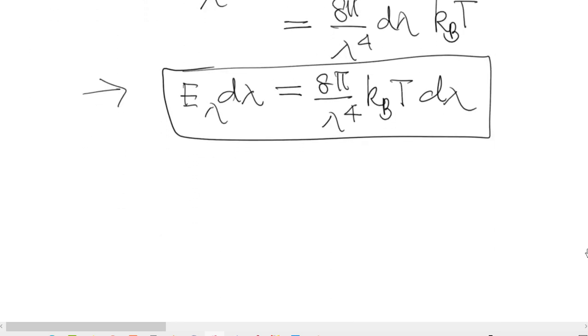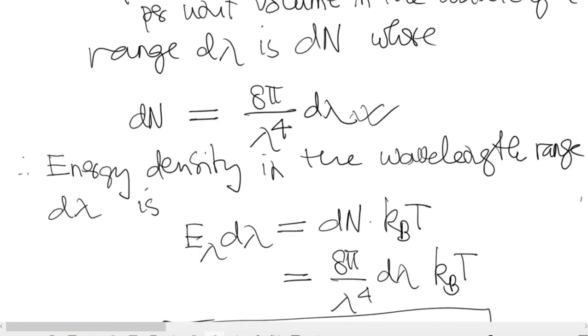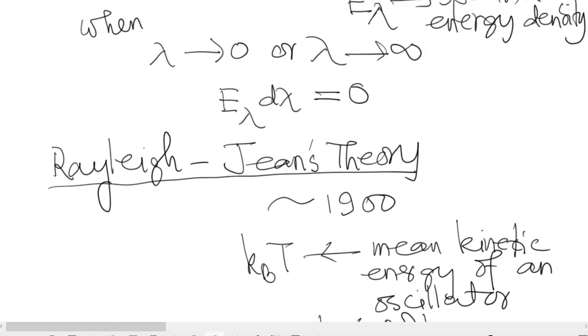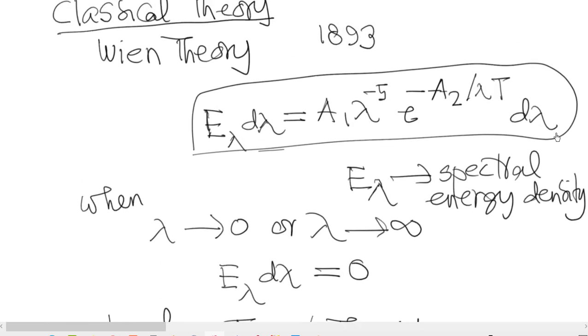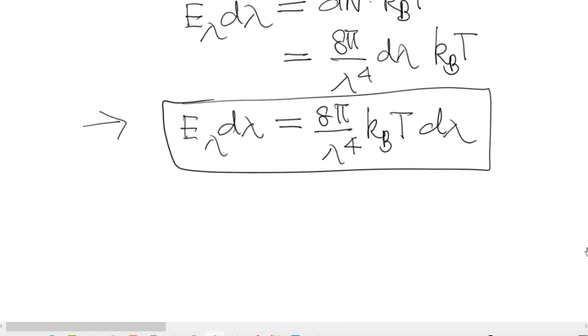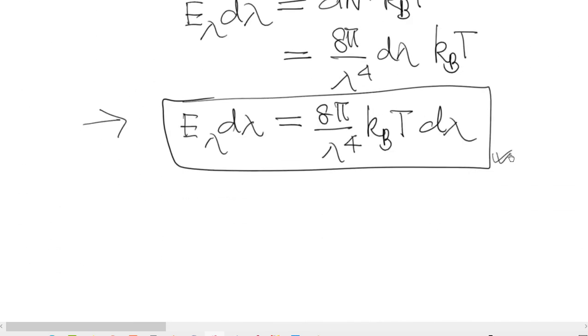Therefore, neither of the two equations, the first one Wien's theory, Wien's law, and the second one Rayleigh-Jeans theory, is able to explain the experimental findings for the whole range of wavelengths. Thus, it can be concluded that black body radiation cannot be explained using the classical theory or classical mechanics.